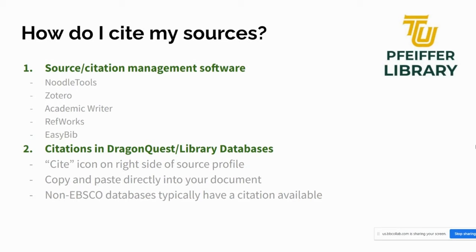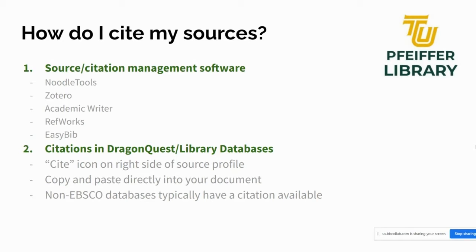So if you are looking for citation information and ways to cite your sources in the field of business, most business classes use APA format. So you're going to want to use some kind of source or citation management software. Some examples listed here are Noodle Tools, which we have a tutorial on. Zotero and Academic Writer are also options, and RefWorks and EasyBib are also options for you too.